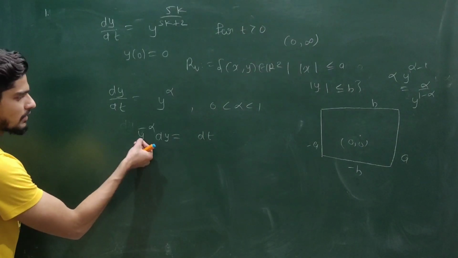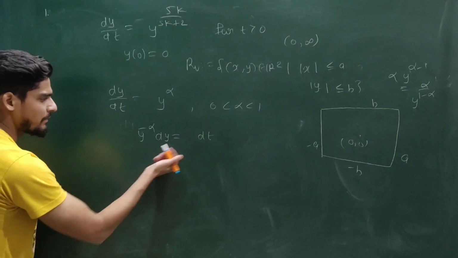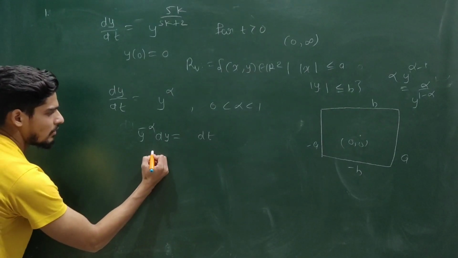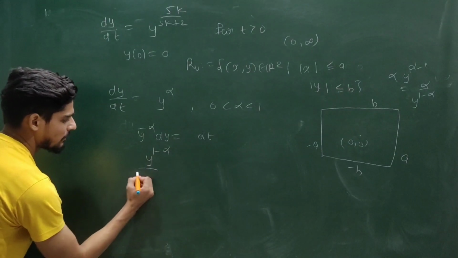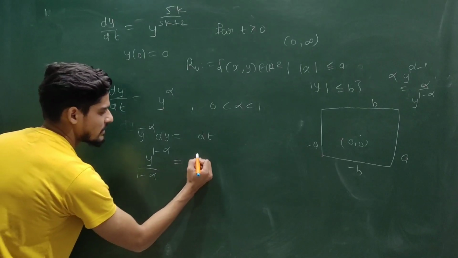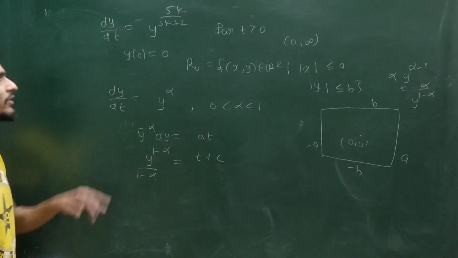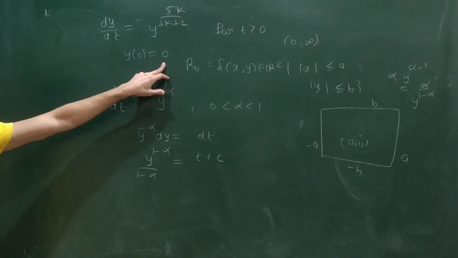Okay, let me see. y power minus alpha dy is equal to dt. Now you can integrate this. This is y power 1 minus alpha is equal to t plus c. We have been given y at 0 taking value 0.